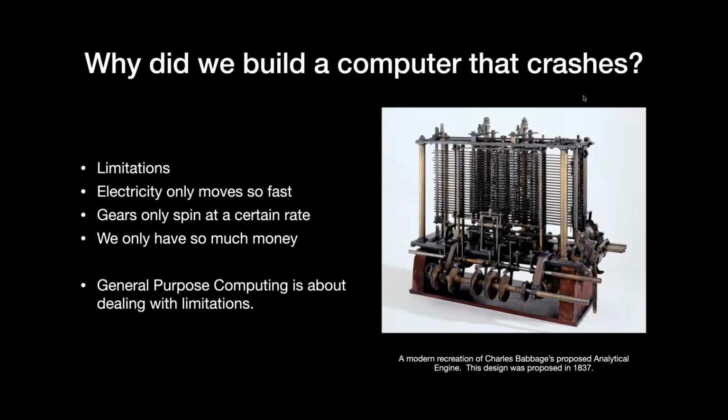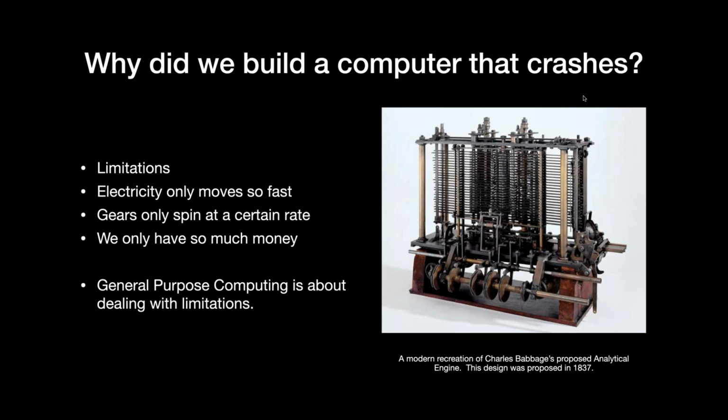So first, why did we build a computer that crashes? Well, this is the analytical engine. This is an old mechanical computer designed by Charles Babbage back in 1837. It was never actually built. This is a model in the British Museum. But if you look at it, this computer is built out of mechanical parts, gears and pipes and metal, all these kinds of real world items.